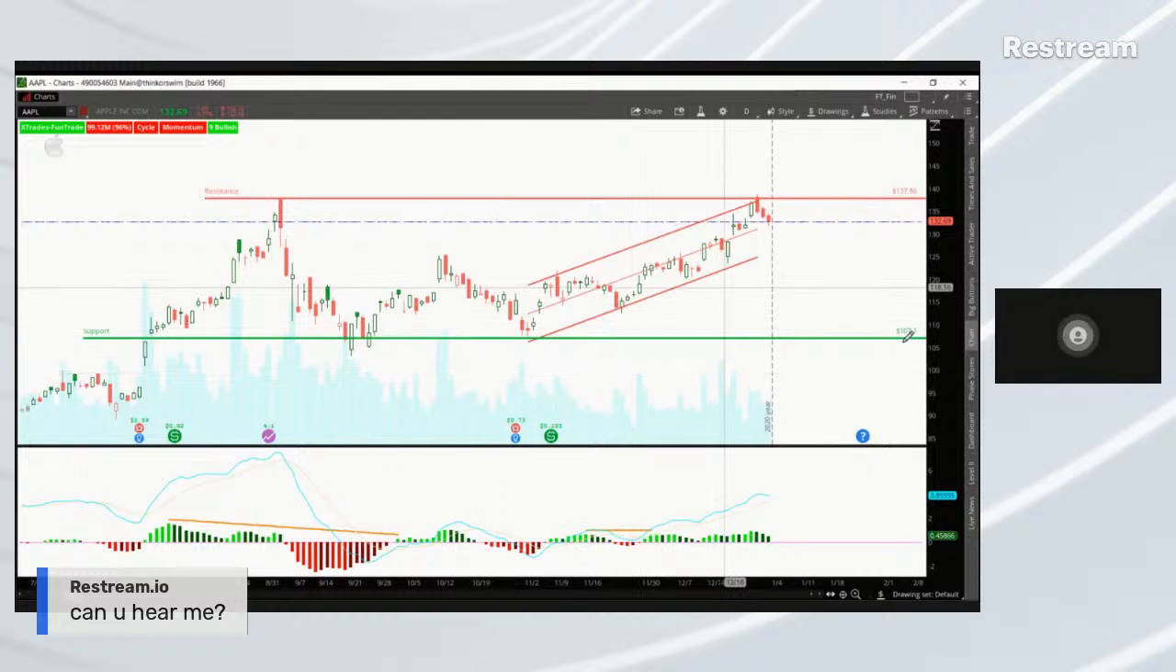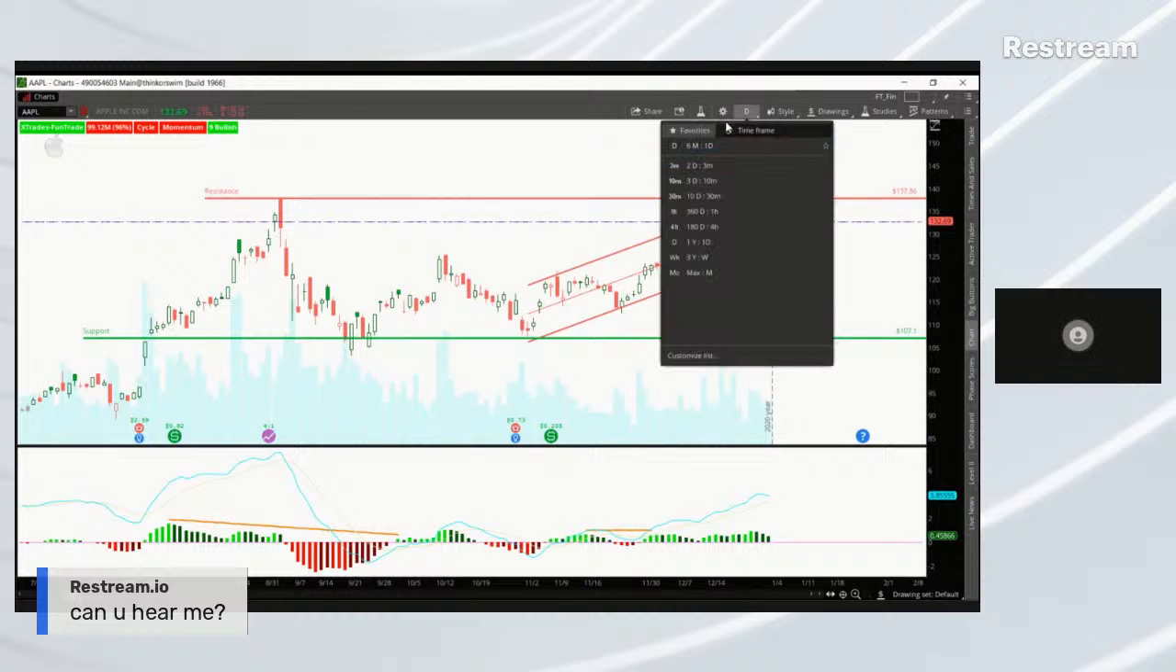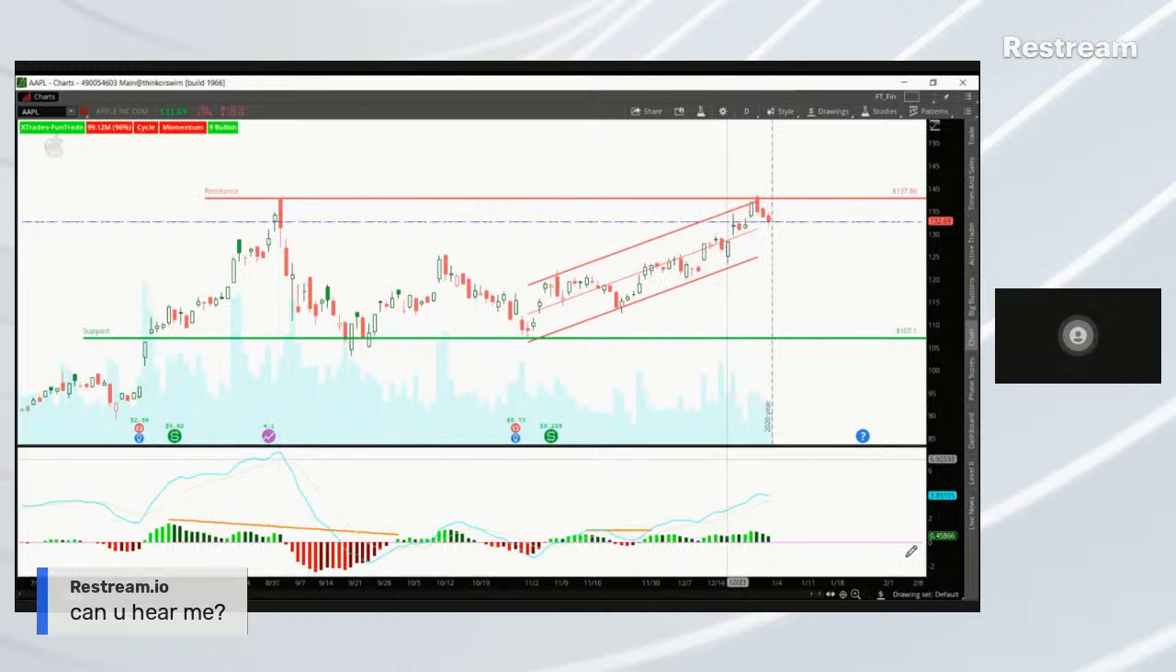Here you can see this is just the Apple chart on a daily time frame. I'm just checking six months, one day, nothing much. My setup is very simple, the plain chart with MACD. This is not really required, but I do use it for my reference.